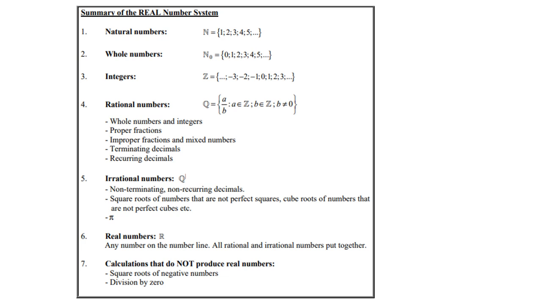Then we go over to the rational numbers, that is the fraction A over B, whole numbers and integers, proper fractions, improper fractions and mixed numbers, terminating decimals and recurring decimals. And then number five, the irrational numbers, non-terminating, non-recurring decimals, square roots of numbers that are not perfect squares, cube roots of numbers that are not perfect cubes, etc. And also the value of pi. Number six, the real numbers, any number on the number line, all rational and irrational numbers put together. And then number seven, calculations that do not produce real numbers, like the square root of negative numbers and division by zero.